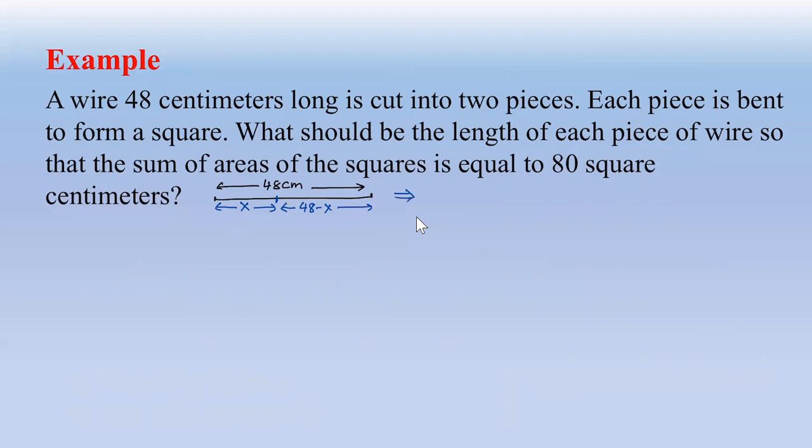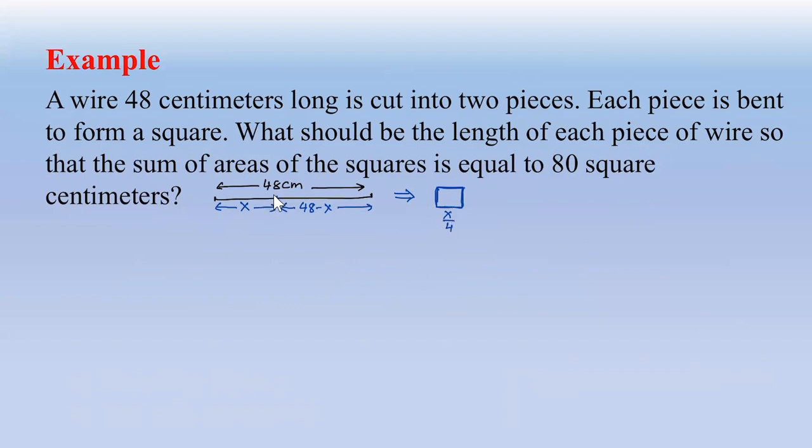Now, after this, each piece is bent to form a square. The first piece is bent to form a square, and also the second piece is bent to form a square. So when you bend the first one to form a square, maybe a square is like this. This is the first square. The total length of this square, or total perimeter, is X. That means one side will be 1/4 of it, or X over 4.